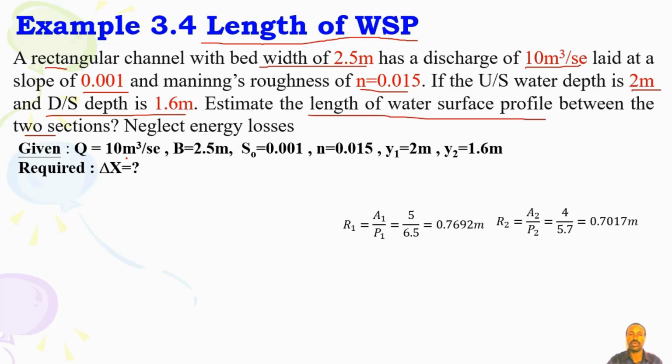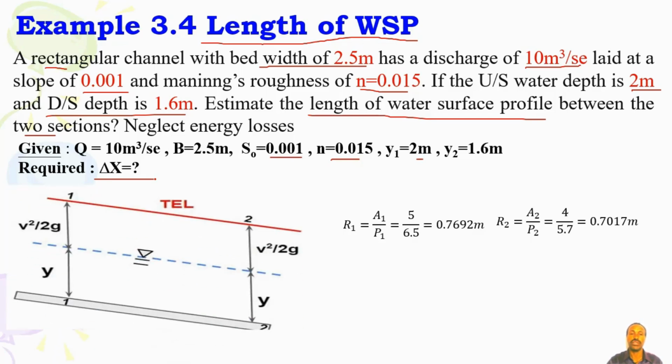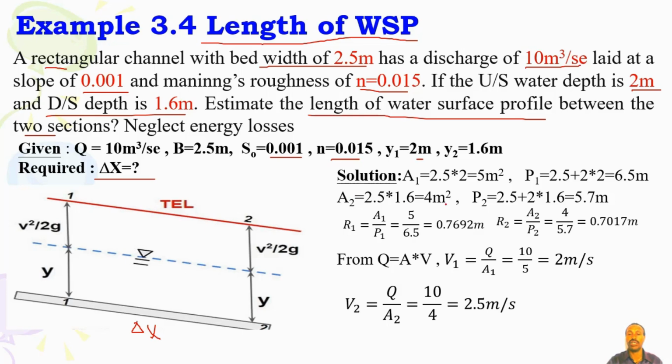So given Q, 10 cubic meters per second, bottom width 2.5, bed slope 0.001, Manning roughness, and Y1 and Y2 given. Required: delta X. Let me draw. So you are just going to calculate this length X, the length of the water surface profile. First you should determine A1, the cross section here, this is 1, this is 2, clear.